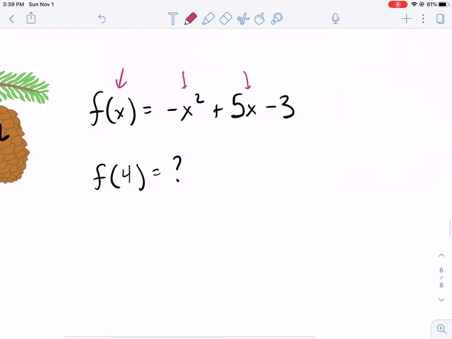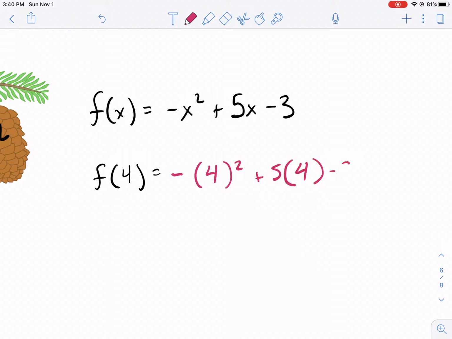All right, so we have x, and you'll notice that we have an x written everywhere here. Okay, if this said f of g, there should be g's everywhere. So if there's an x written here, there needs to be x's here. Now, if there's a 4 written there instead, inside the parentheses, we're going to change this so that there's 4's written here. So we're at minus, and now we're going to write parentheses 4 squared plus 5 parentheses 4 minus 3.